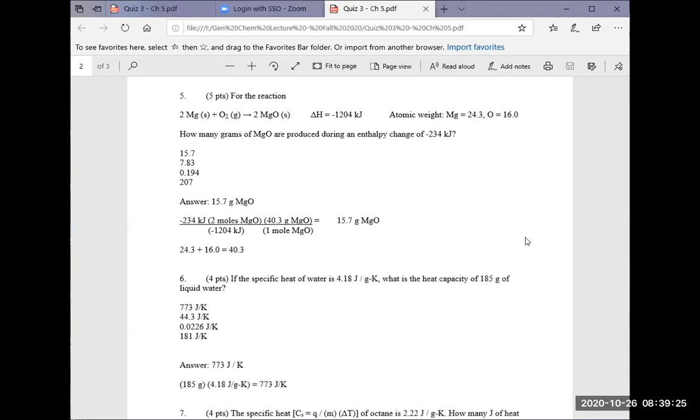Using the atomic weight information, you could calculate the molecular weight of magnesium oxide, which comes out to be 40.3. That goes in the numerator because we want to cancel moles of MgO. The moles of MgO in the denominator cancel, and we wind up in grams of magnesium oxide. That value is 15.7 grams. So in this problem, the key was using the stoichiometry of the reaction to see that this delta H is for the production of 2 moles of magnesium oxide, and then knowing that we need to use molecular weight to convert from moles into grams.